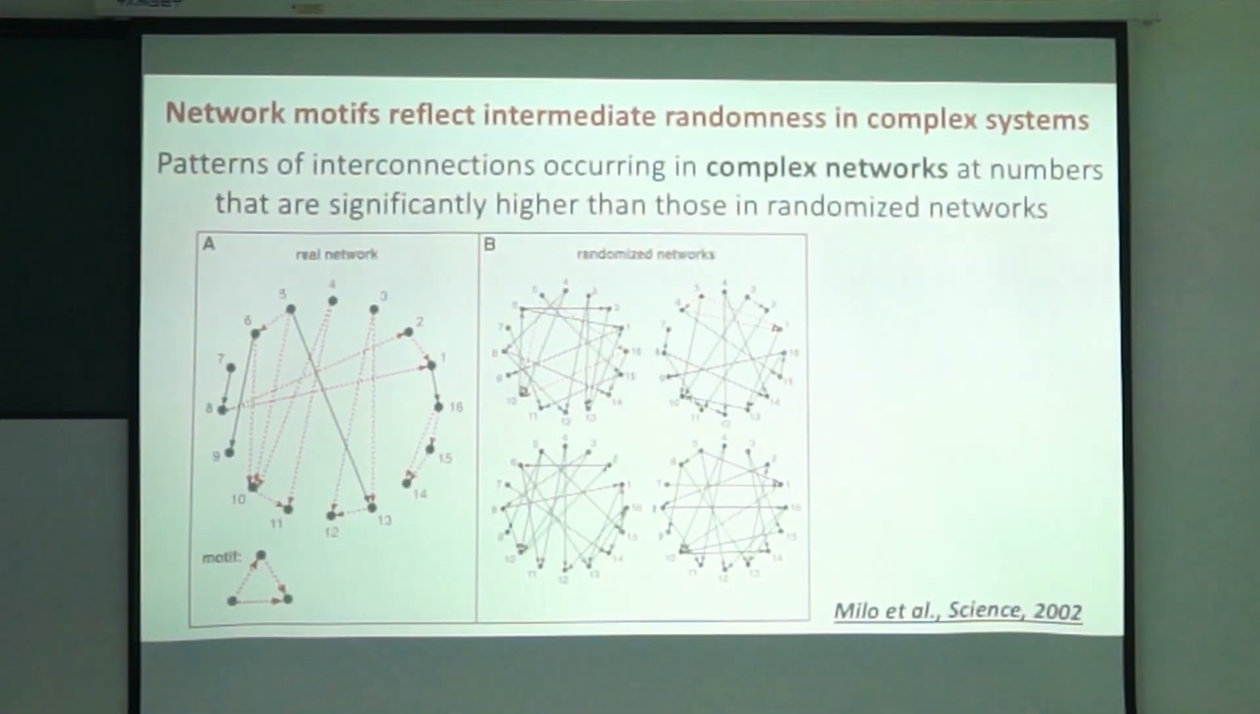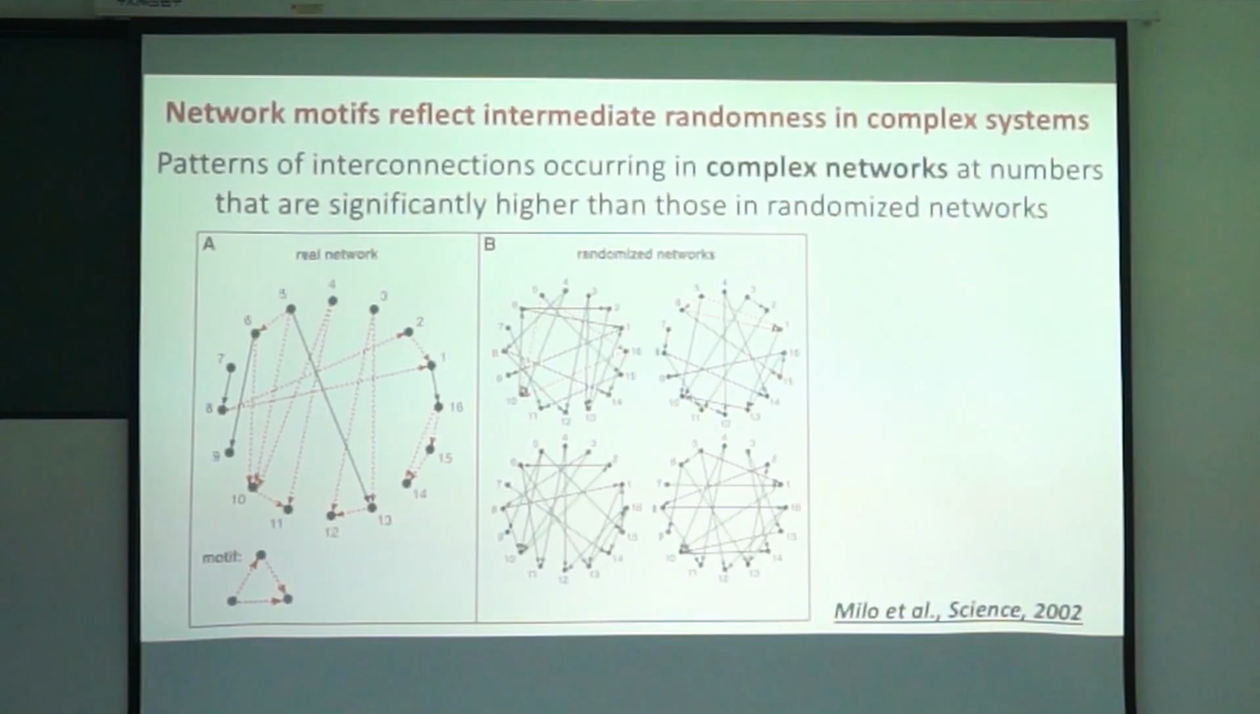So what do I mean by this intermediate level of randomness? These are all randomized networks. Let's say that there are 16 nodes over here, and you connect them randomly, generate several different randomized networks, and ask yourself if you find this specific subgraph with this kind of connectivity: A, B, C, where A connects to both B and C, and B connects to C, and there are no other connections. You want to find that particular connectivity across these randomized networks.